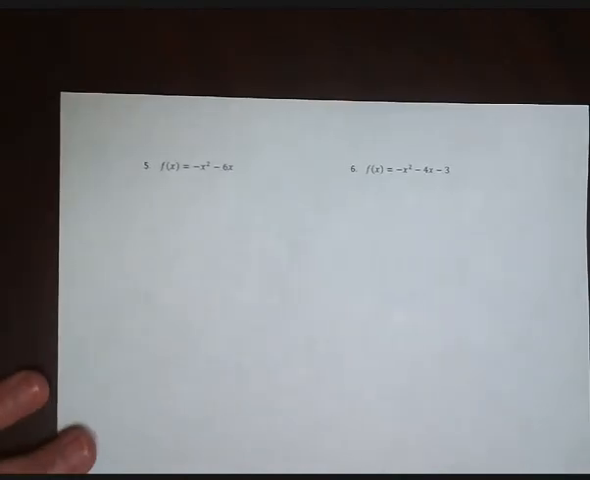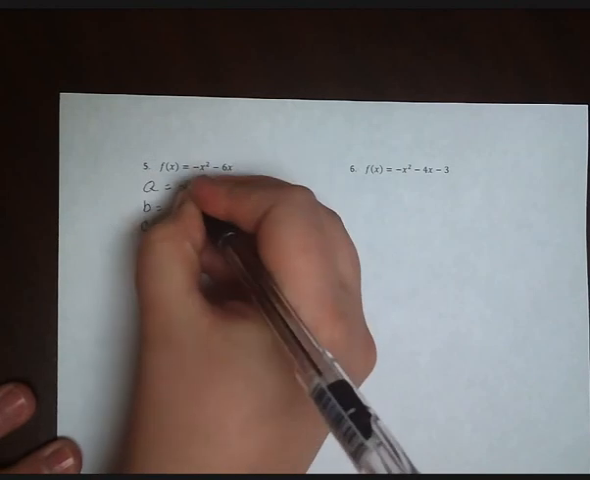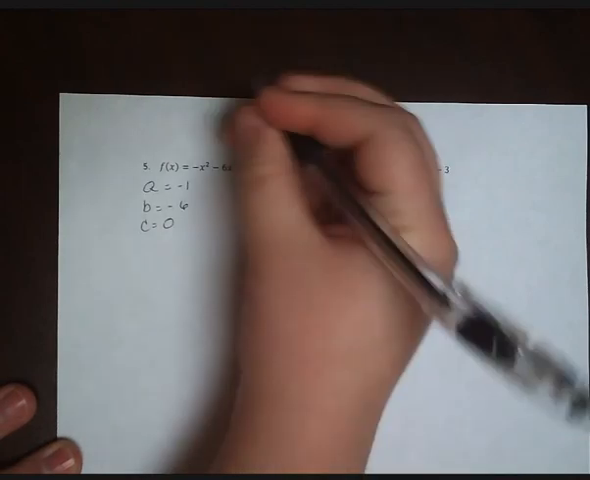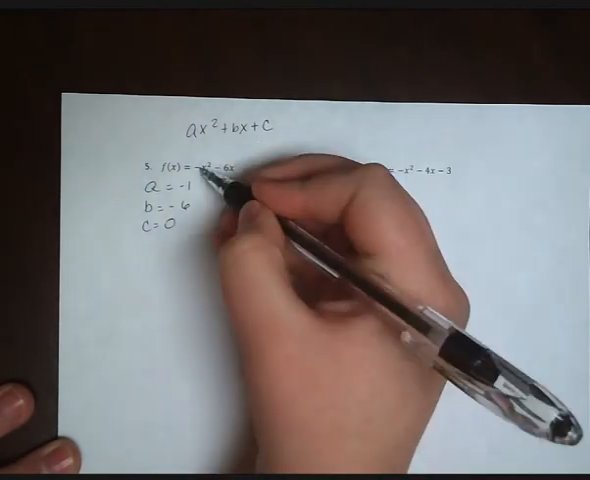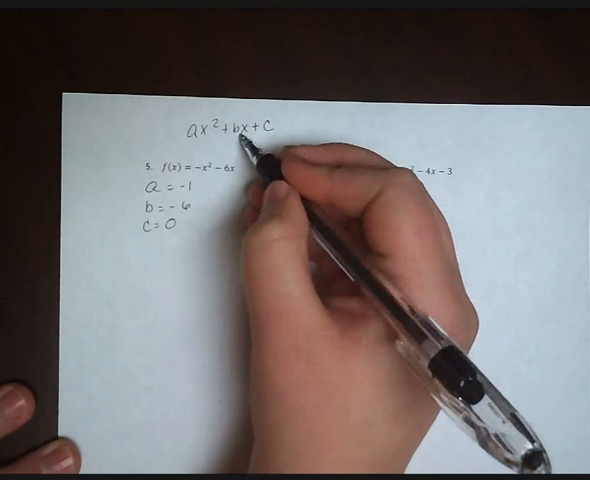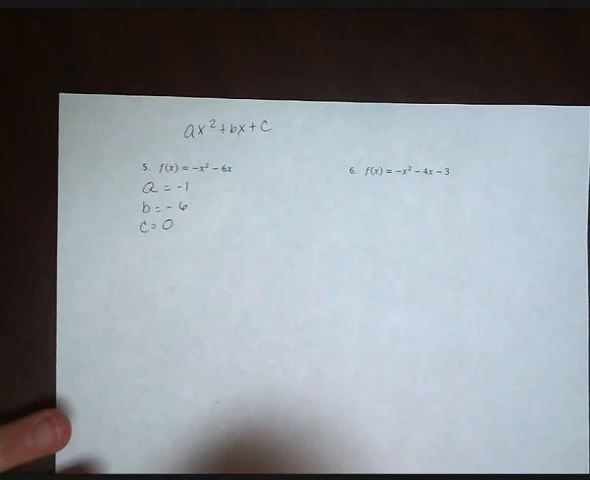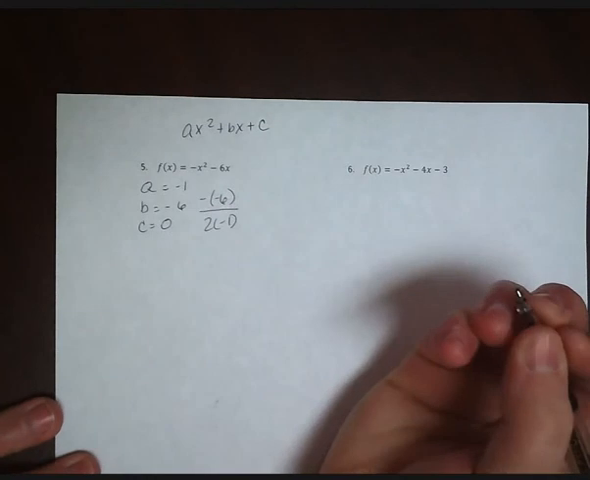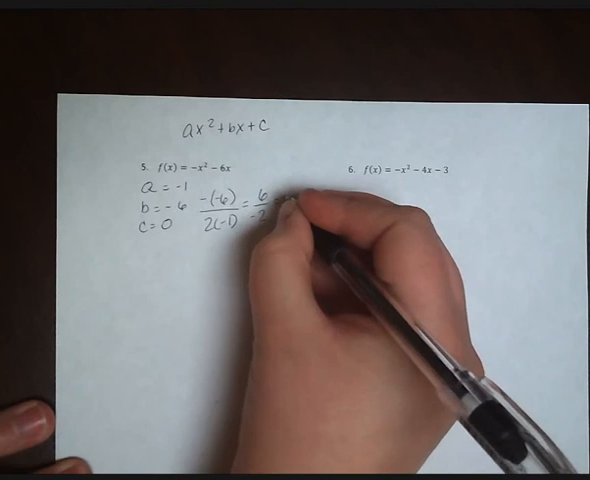So this is our last page of problems we're going to use for graphing. So first we'll find the vertex. A is negative 1, B is negative 6, C is 0. Just remember, you have ax squared plus bx plus c. A is always your number in front of the x squared, B is always the number in front of your x, and C is always the value without anything at all. So just remember those. So it's negative b over 2a, which gives us a positive 6 over a negative 2, which gives you a negative 3.